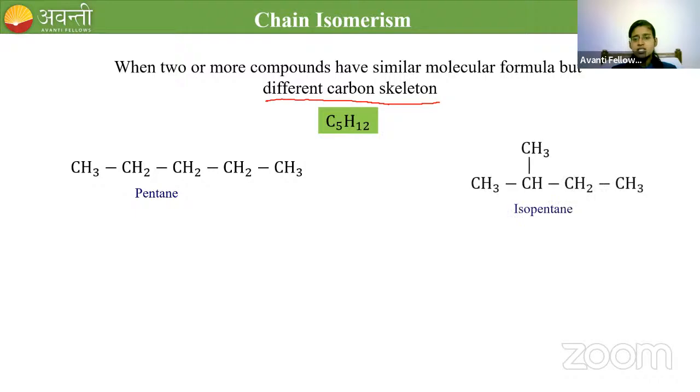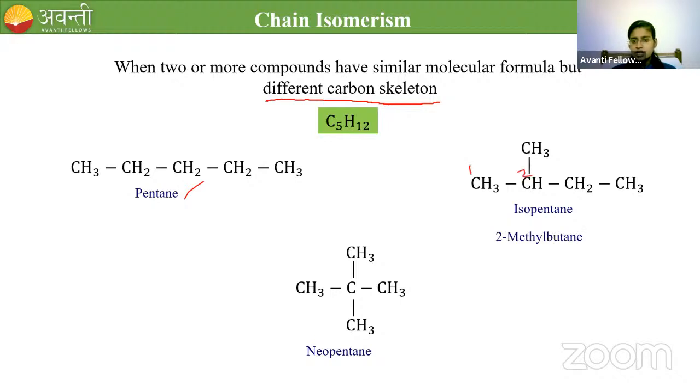The second compound is isopentane. Here also we have 5 carbon and 12 hydrogen. But in isopentane, we have one branch. CH3 is a branch. And in this third compound, we have 5 carbons and 12 hydrogen, but there are 2 branches. Let me give you the other names for these compounds. For pentane, it is pentane only. The IUPAC name for isopentane is 2-methylbutane. It is 1, 2, 3, 4, right? And the IUPAC name for neopentane is 2,2-dimethylpropane.